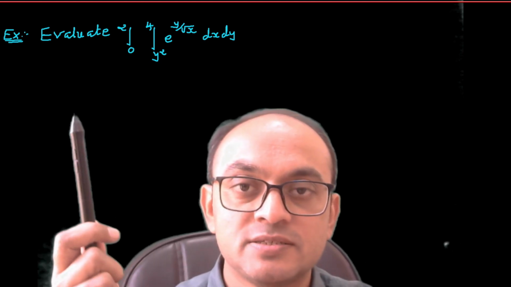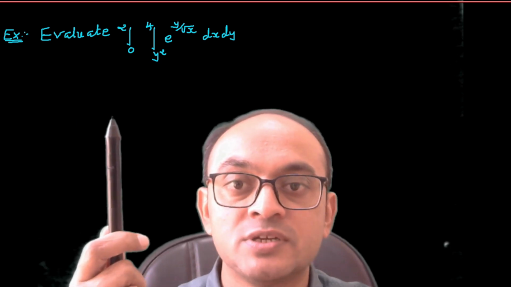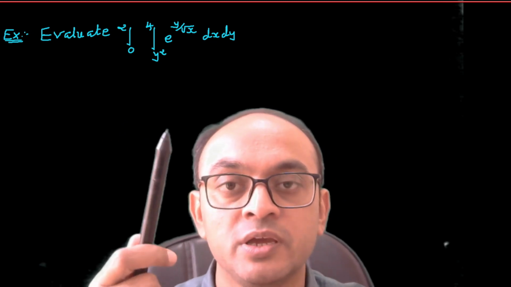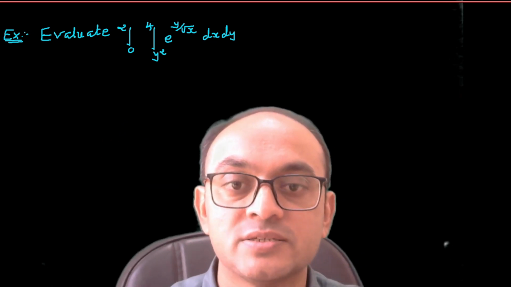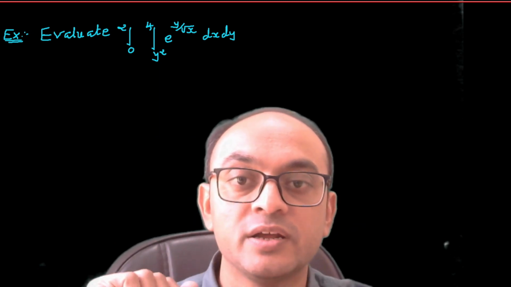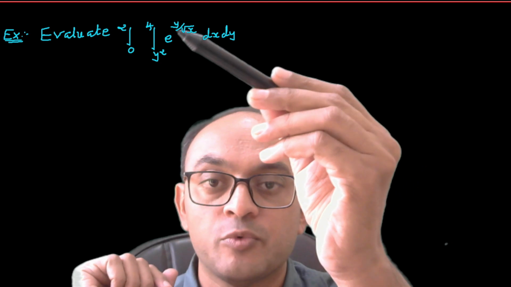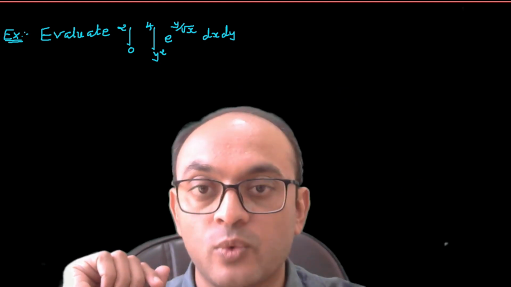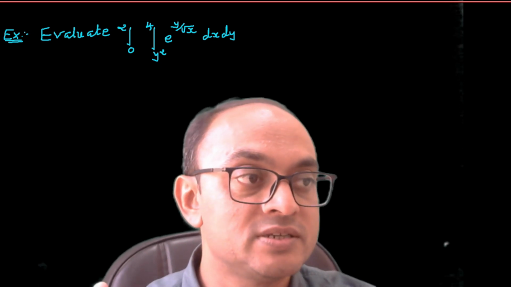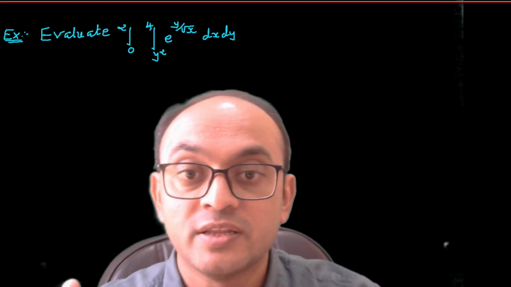See, the exercise is to evaluate the integral over 0 to 2, integration over y square to 4, e raised to y upon root x dx dy. So what is the situation here? First I have to integrate this quantity e raised to y upon root x with respect to x. So write the solution. Let us see whether we are able to integrate this quantity or not.